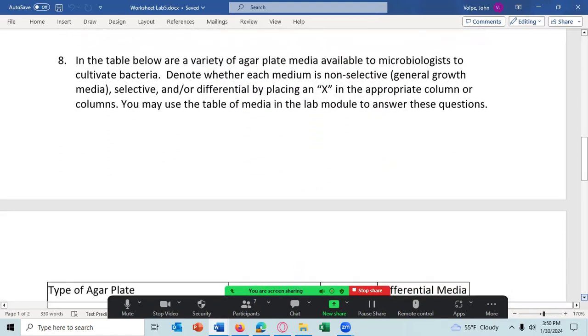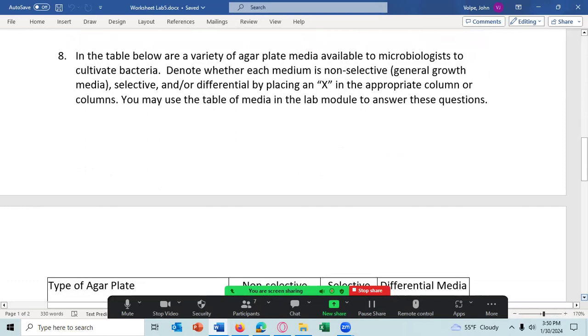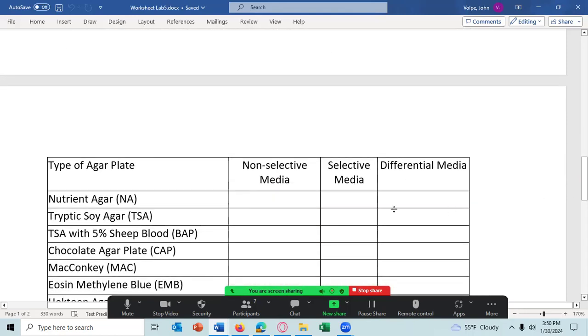Question 8. In the table below are a variety of agar plate media available to microbiologists. Denote each medium as non-selective, selective, or differential by placing an X in the appropriate column. You may choose more than one column. Like if you think a medium is both non-selective and differential, put an X in the non-selective position and the differential. With tryptic soy agar, if you only think it's selective, put one X in the selective column. And that's how you fill out this table.